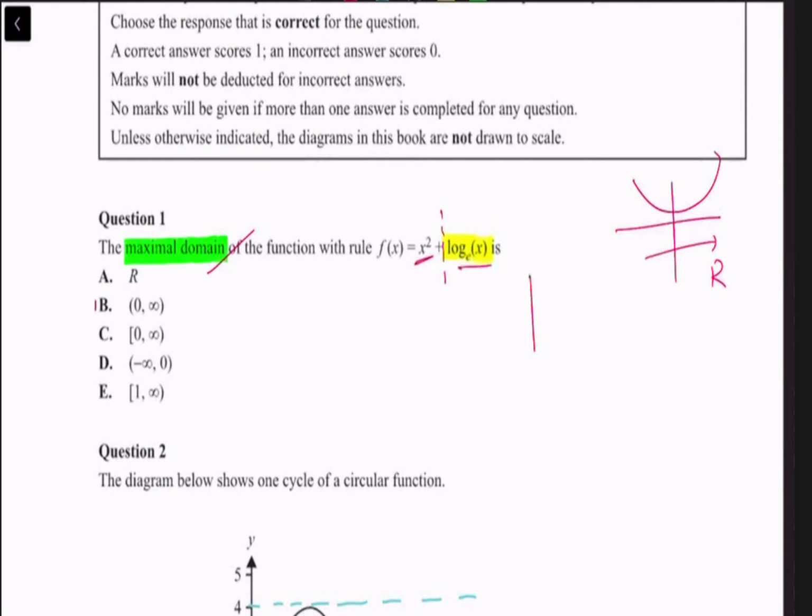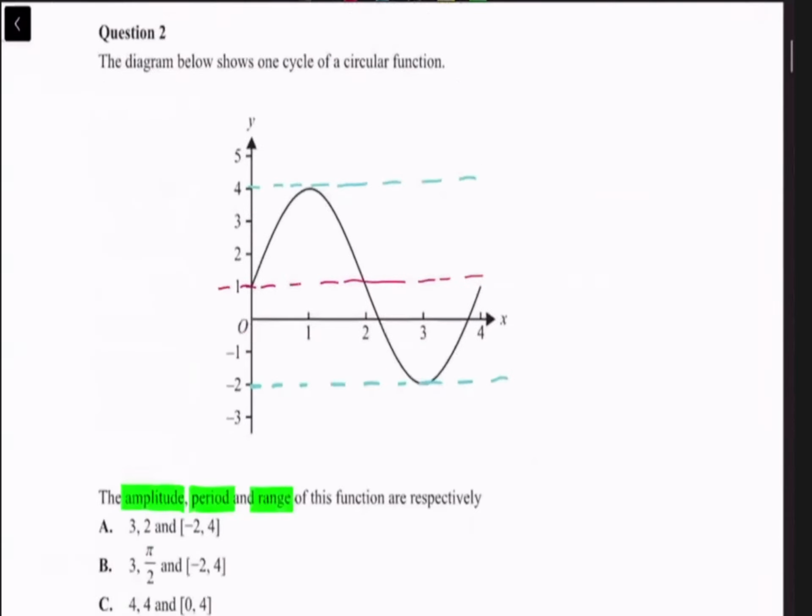And we know the log function is only from 0 to infinity. So you know this is going to be the maximal domain because it's going to be the smallest domain of the two. So it's going to be B.